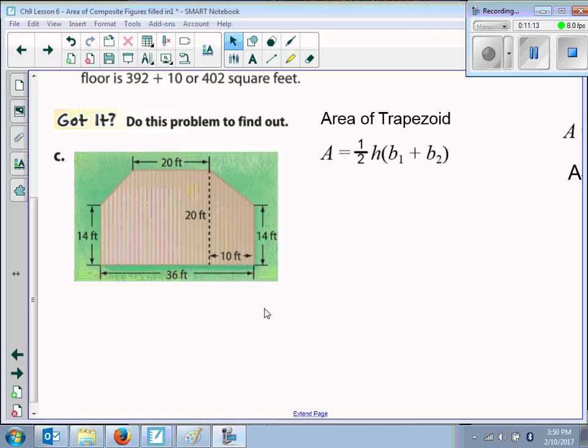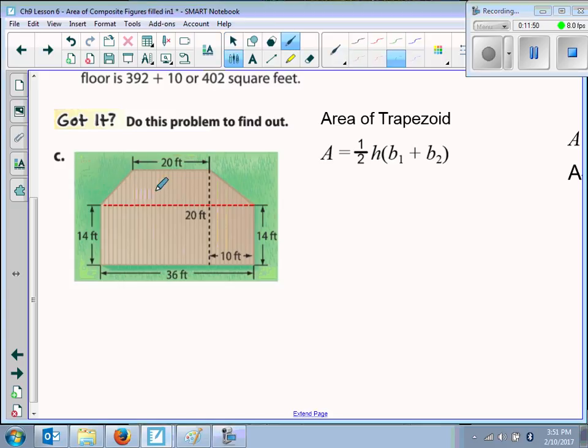So for example C, we want to break this into 2 pieces. Okay? Now this dotted line right here is just telling you, okay, actually I think the book wanted you to break it up here, but I think there's a better way to break this up. Rather than in 3 pieces, we can break it into just 2 pieces. So here, rather than breaking it into 3 areas, we're just going to break it into the top trapezoid and the bottom rectangle.